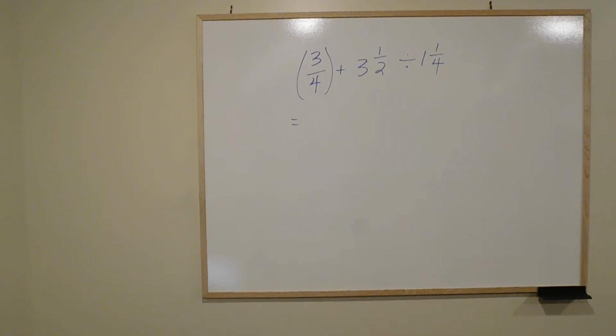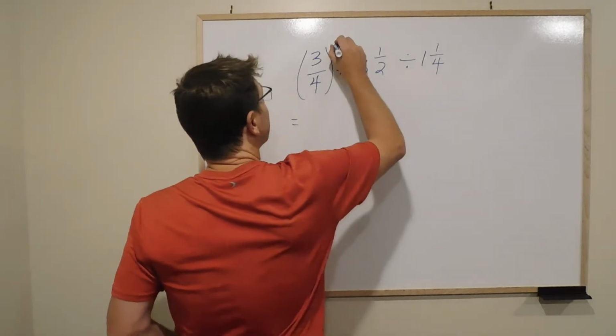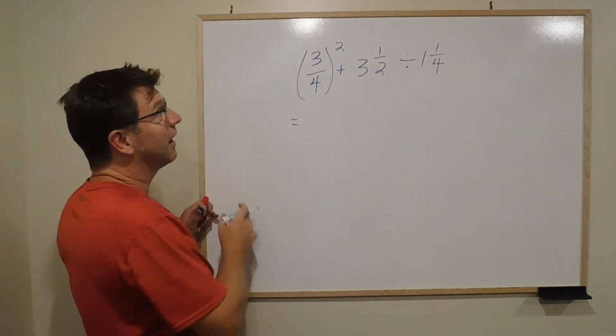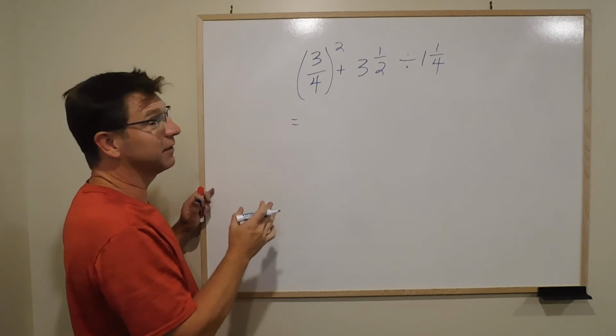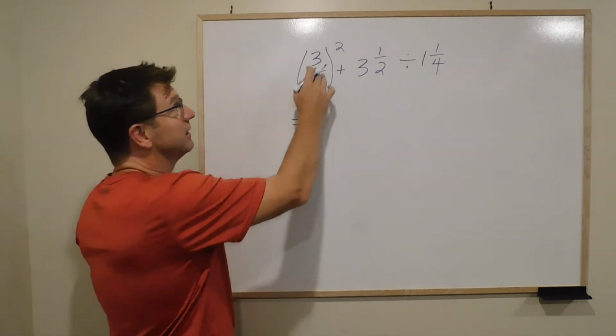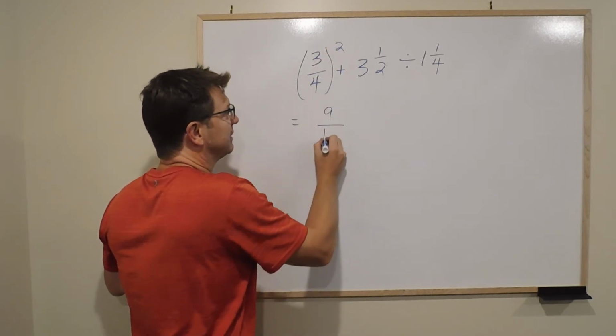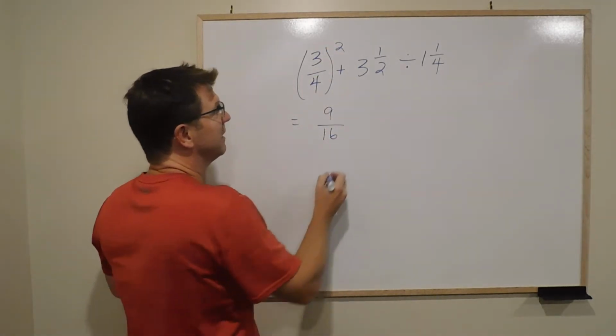Okay, looking at this one, we have 3/4, actually, sorry, it's 3/4 squared. Pardon me, I guess I should write the question down properly. 3/4 squared. So we don't have any brackets to deal with, so we're on to exponents. So 3 squared is 9, 4 squared is 16, so that's 9 over 16.